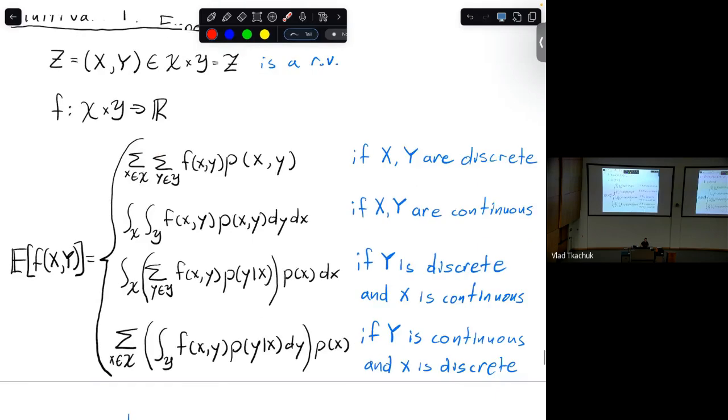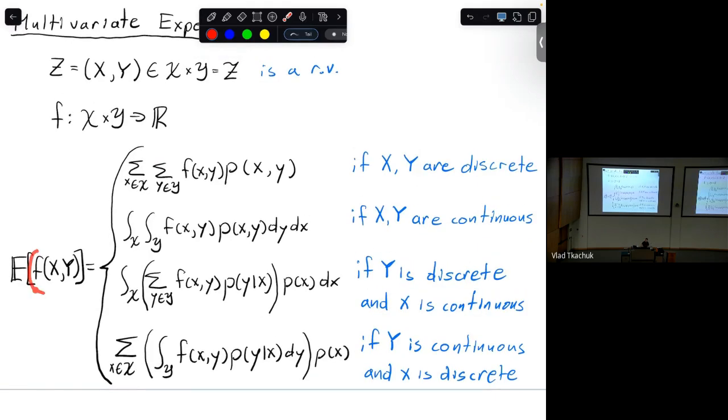Okay, and so if you have a function of a multivariate thing, it turns out all you're going to need is the joint PMF or PDF, or a mixture of the two, of the original random variables x and y. So we avoid this problem again of needing to calculate the corresponding new PMF or PDF distribution of this function of the random variables.